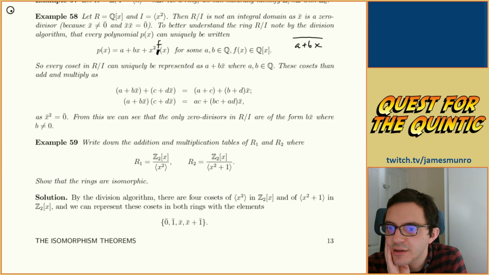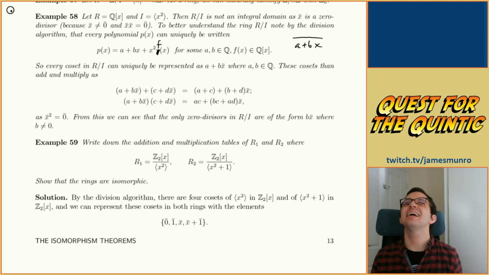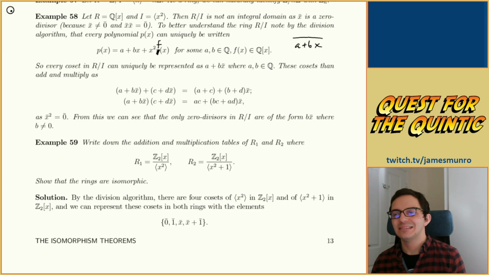Every coset in R mod I is uniquely represented as this, but hang on, now you're not writing bars on these. I want to write a bar on the whole thing. I guess there's algebra on these things that you could... Oh, I don't love it.